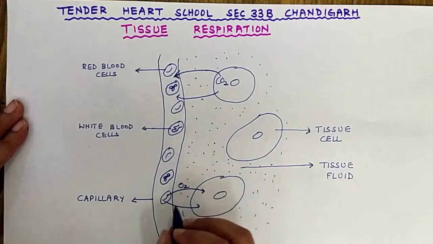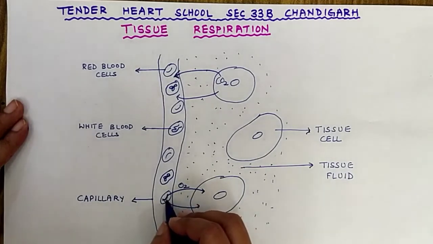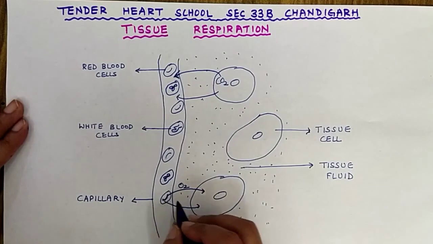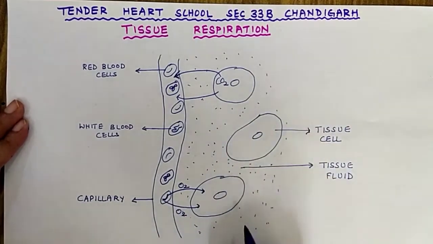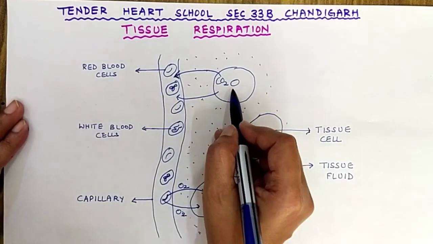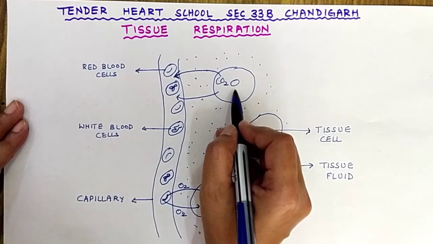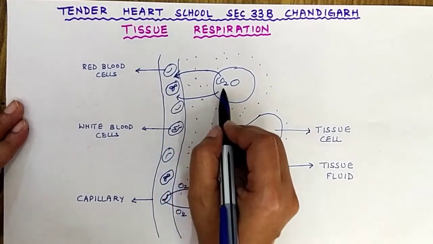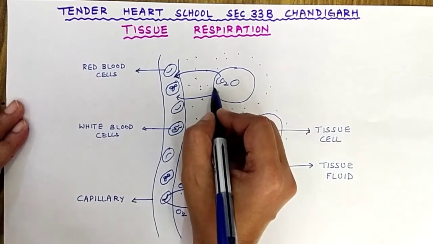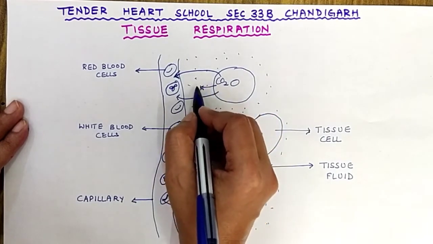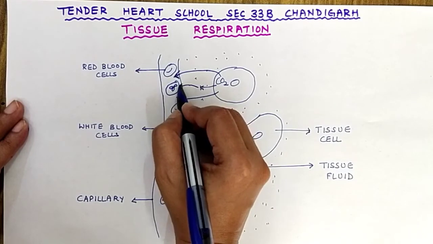Oxygen is being transported by the red blood cells in the form of oxyhemoglobin, right? Oxyhemoglobin, you know this. So this oxyhemoglobin from the red blood cell is to be transported to these tissue cells. Now how is it occurring? Just see carefully. The carbon dioxide which is produced inside the tissue cell, when it has to go to the capillary, has to travel through this tissue fluid. So it first enters into the tissue fluid, and then from the tissue fluid it enters into the capillary, right?